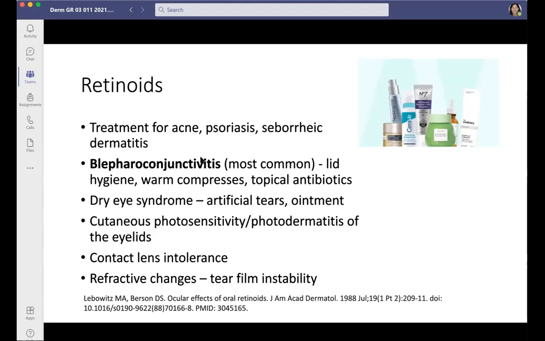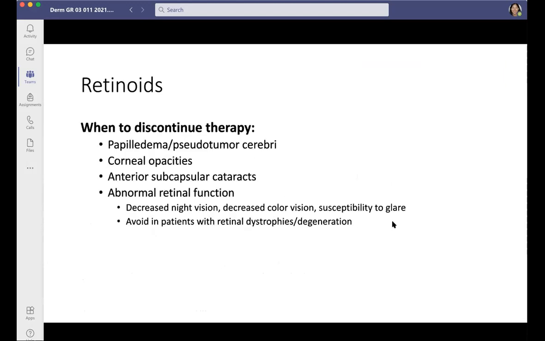And if they have these reactions, usually you can just continue the retinoid treatment and just ensure that they're doing artificial tears or using warm compresses, and sometimes topical antibiotics can be used to help with the conjunctivitis. But usually these are mostly based on symptom management, and you don't necessarily need to discontinue the retinoid treatment.